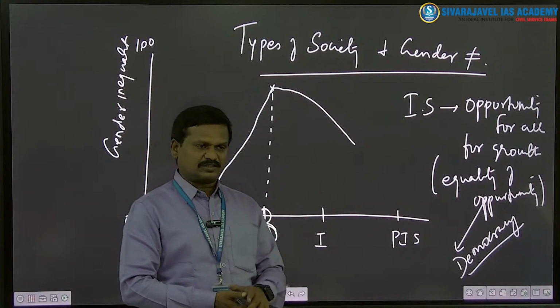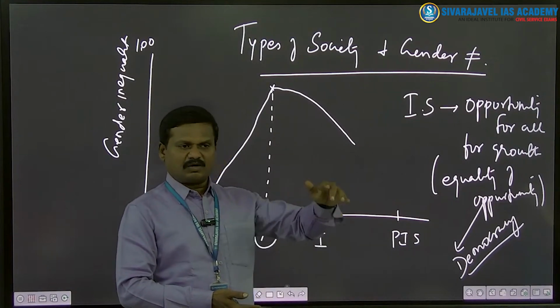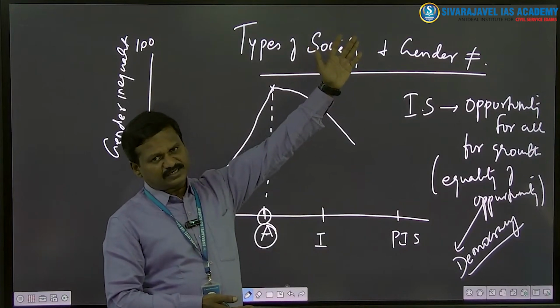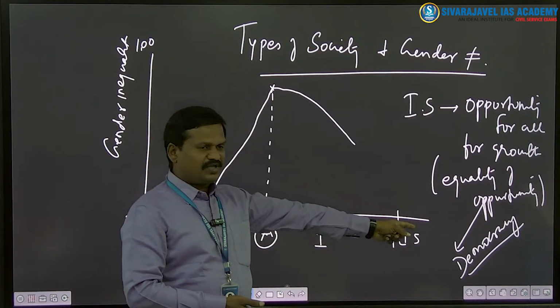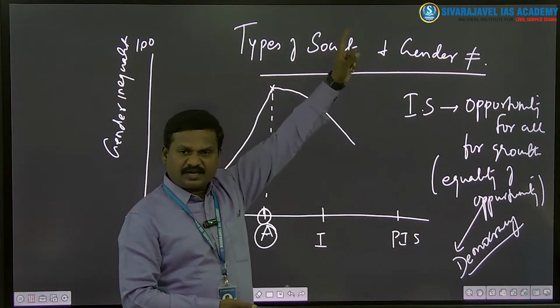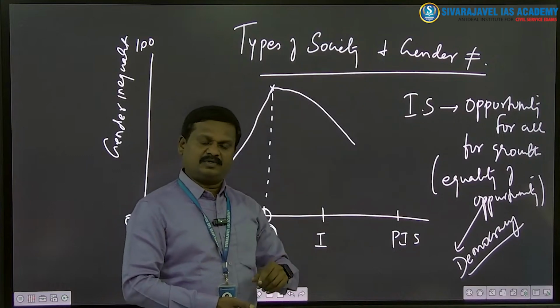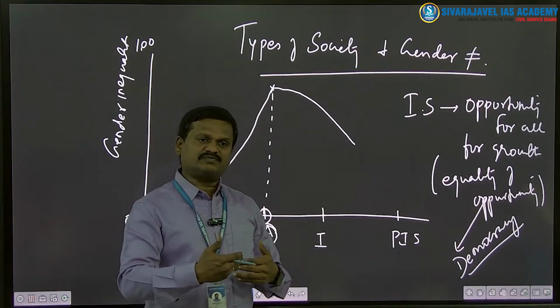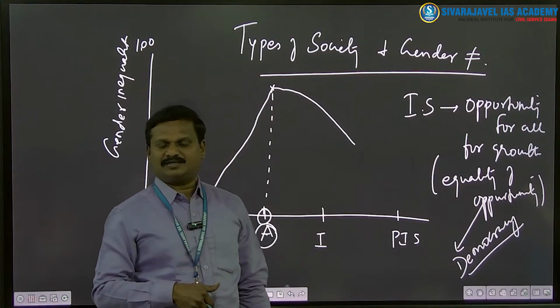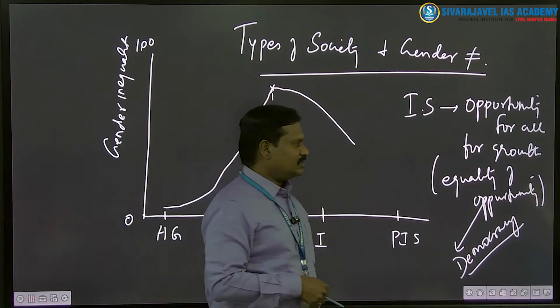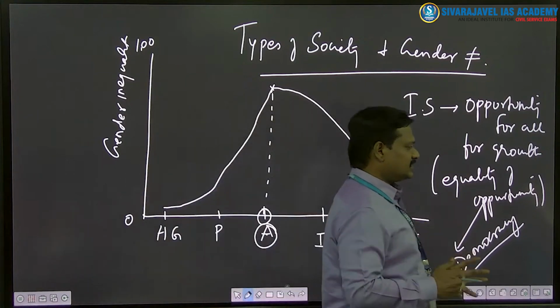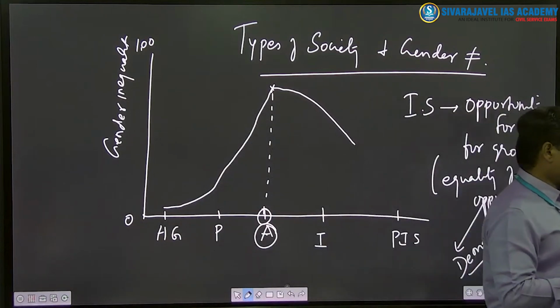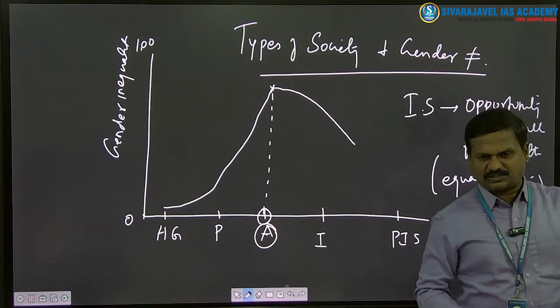because a new economic order has come. That new economic order came way back in the 1970s in China. What we did in 1991, they did in the 1970s itself. So they are 20 years ahead of us, and therefore their economy is 5 times bigger than our economy. Okay, so this is the basic understanding you should have with respect to different types of societies.